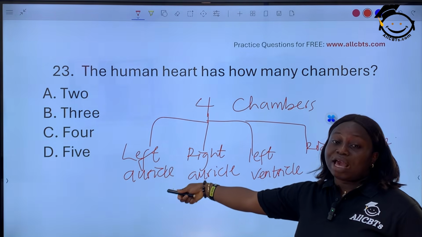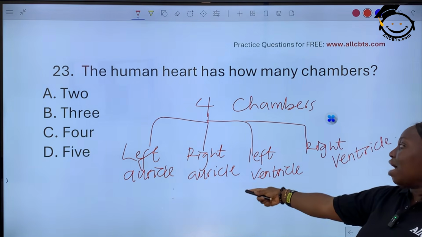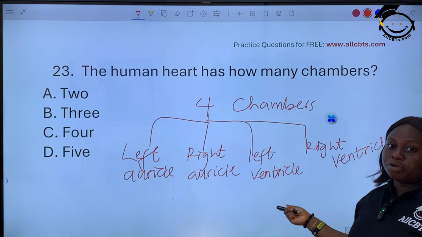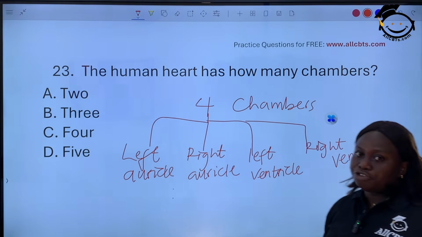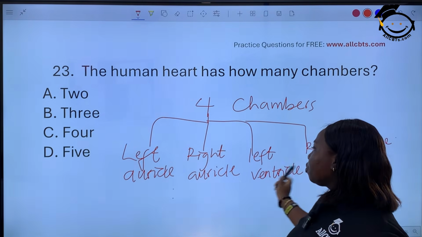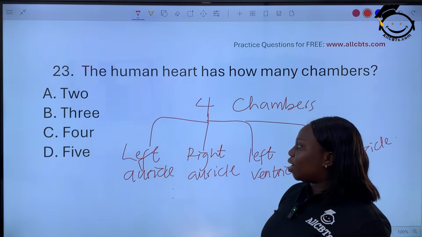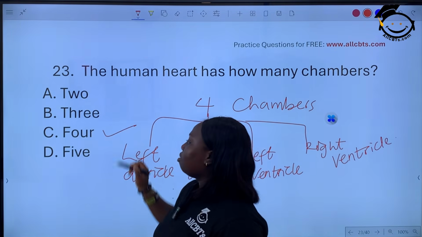We have the left auricle, we have the right auricle, we have the left ventricle, and we have the right ventricle. So let's count 1, 2, 3, 4. So that makes it 4 chambers. So our answer is C, 4.